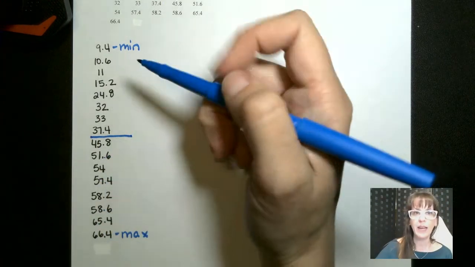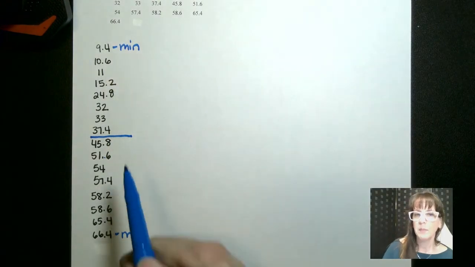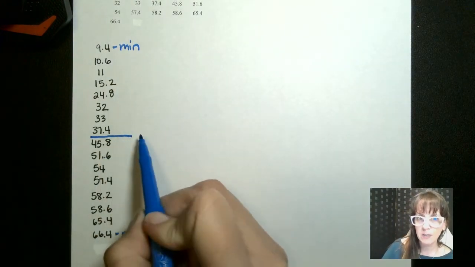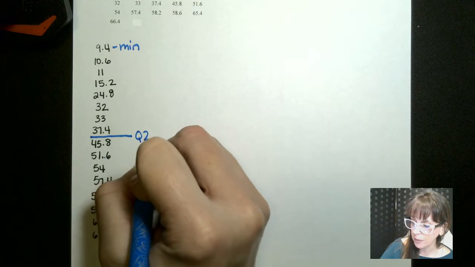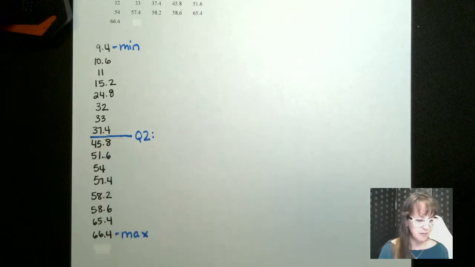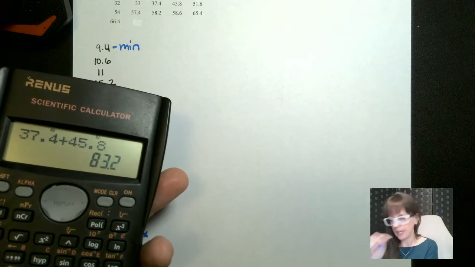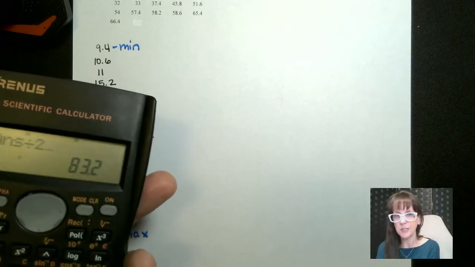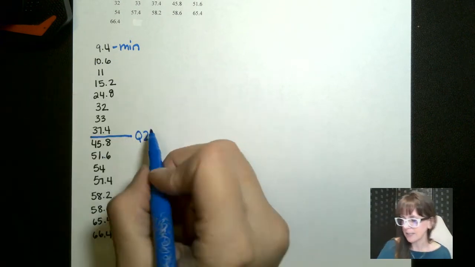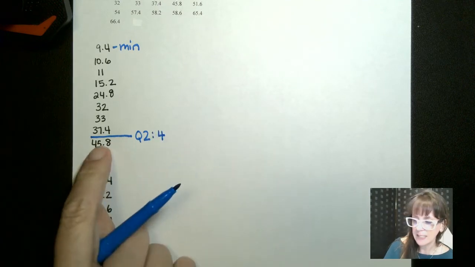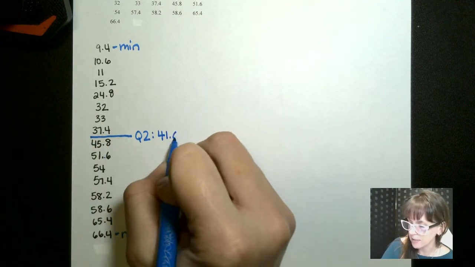Good. So now I have 8 up top and 8 on the bottom, but that means it doesn't fall exactly on something. So I have to find my Q2 by doing a little mini average. I'm going to add those two together. So 37.4 plus 45.8 will give me 83.2. And if I divide that by 2, I get 41.6. So right smack dab in the middle of those two is 41.6.